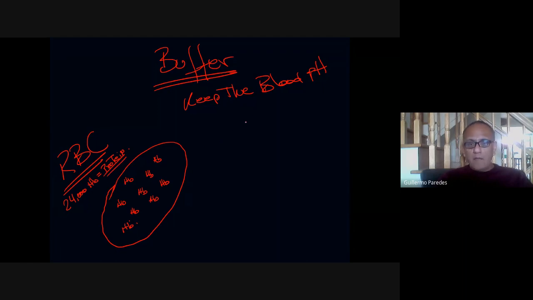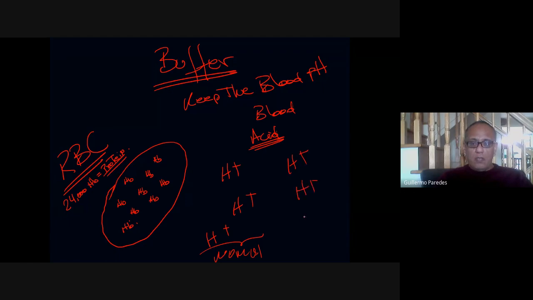Now, here in the blood, we have acid. Normally we have a pH of 7.35 to 7.45. So we have some hydrogens here. That is normal. But what happens if you have too much hydrogen? If you have too much hydrogen, that means your blood becomes acidotic. So this is an excess of hydrogens.